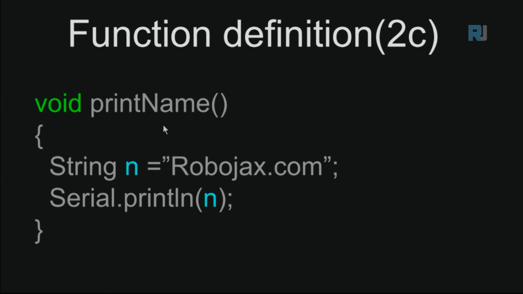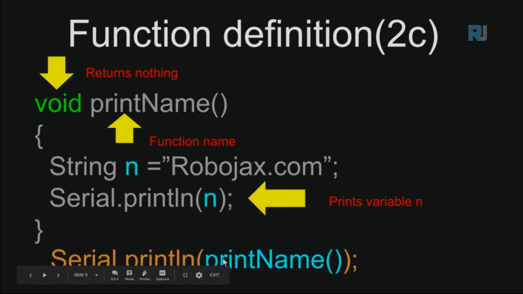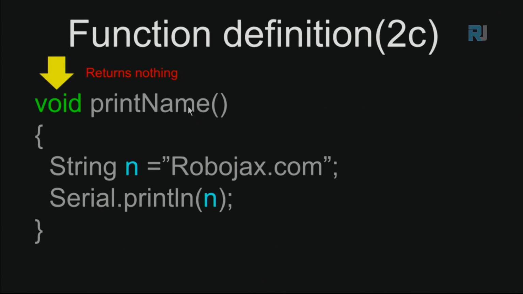And this is another way. For example, this one returns nothing. And this is how we use it. If we want to print it on the screen, we just put this inside the serial monitor function here. And print name, and it receives nothing. So it doesn't return anything and doesn't have any parameter here. And it prints this n variable. If you check here, n is a string, and the text that is here, it says robojax.com. So Robojax is assigned to n, and this will print robojax.com on the screen.